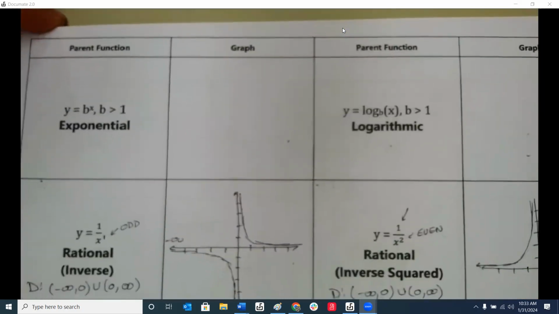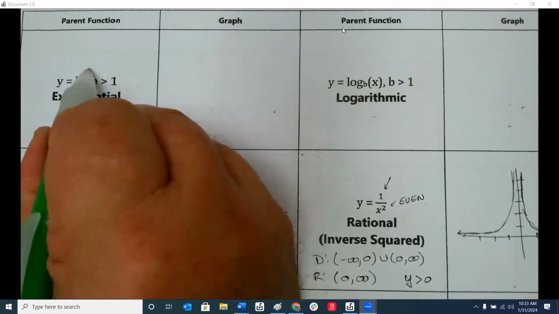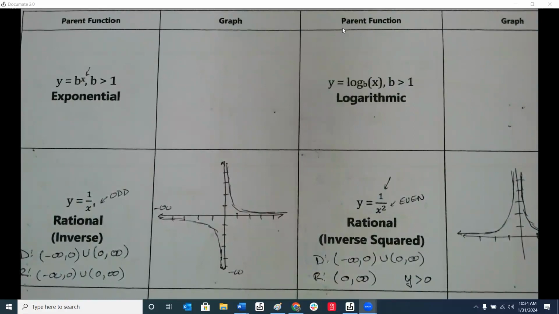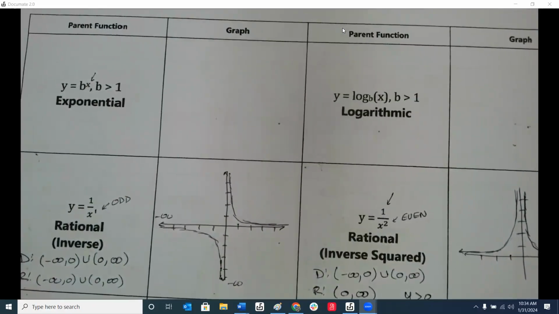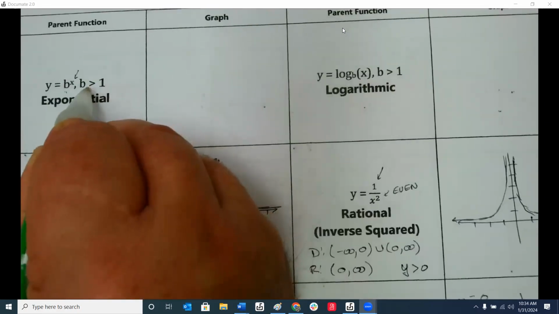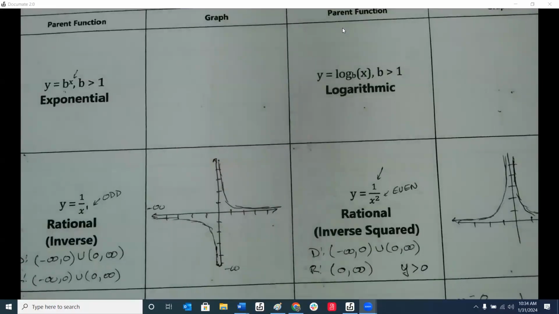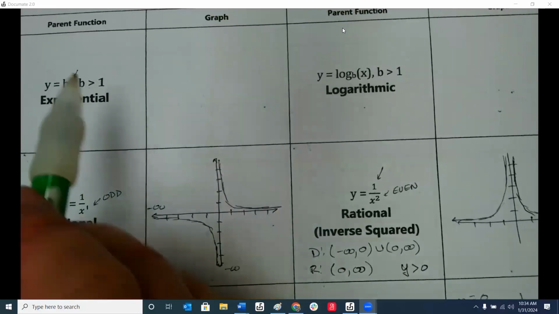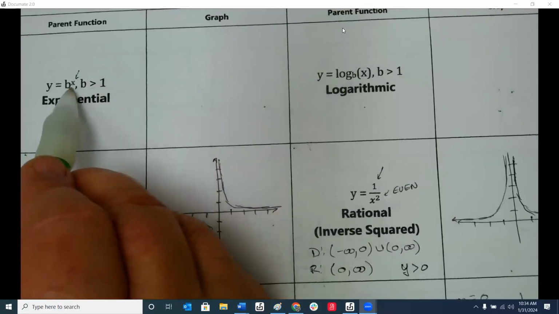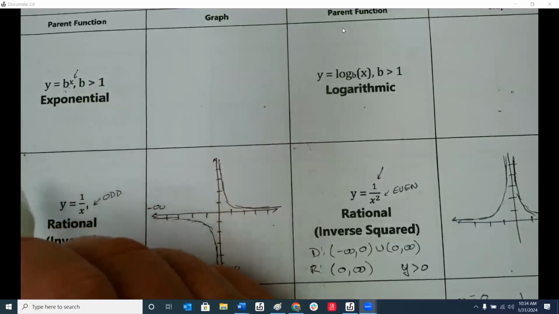Exponential equation. Now, an exponential equation is when the power is the variable. This changes a whole bunch of things. Now, another thing, the base, the b, has to be strictly greater than 1. Cannot be negative, because if it was negative, it would oscillate. It can't be 0, because 0 to any power is still 0. It can't be 1, because 1 to any power is always 1. So it has to be bigger than 1.